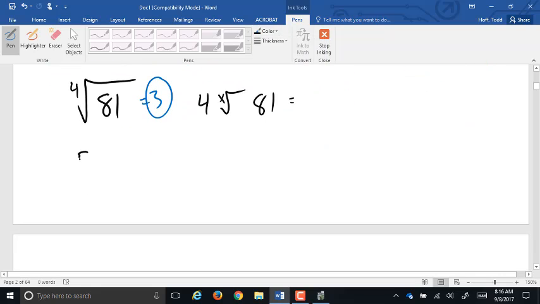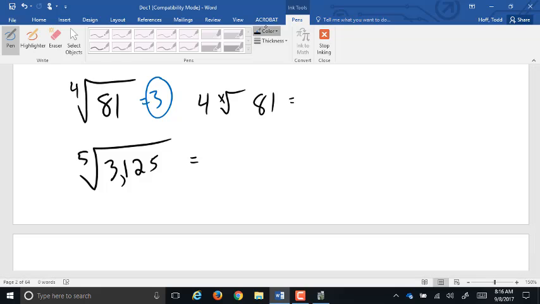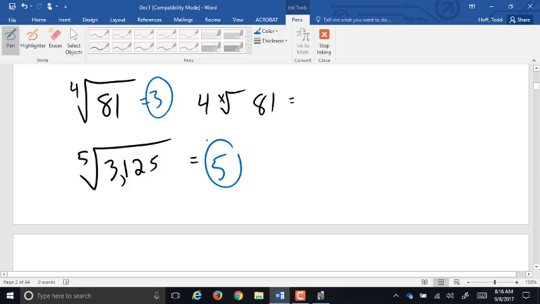So I want you guys to try this one. The 5th root of 3,125. See if you can make your calculator do that one. It is 5.